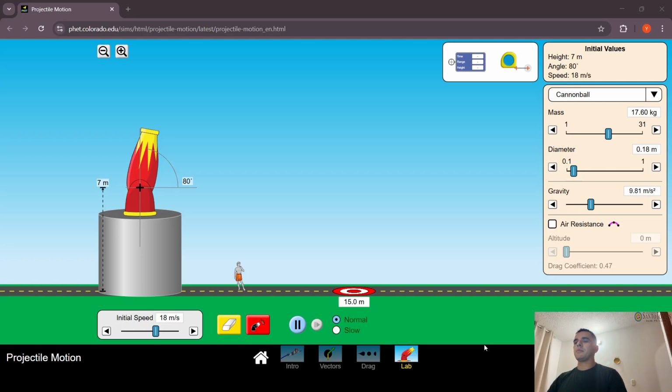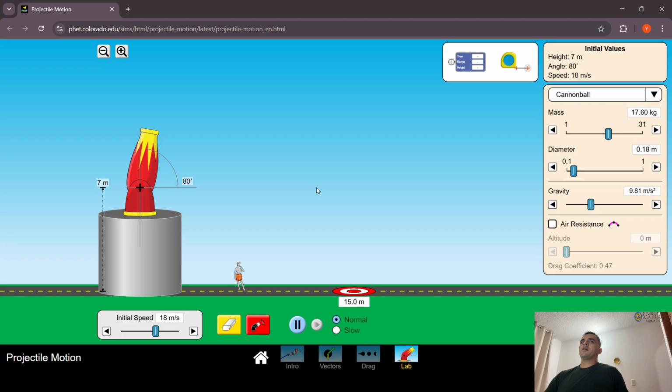Hello everyone, my name is Deiners Galvis, and in this video I'm going to present the results of my experiment on projectile motion using the PHET projectile motion simulator. In this activity I explore how changing the launch angle, the initial speed, and also the height affect the trajectory, the maximum height, and the horizontal range.